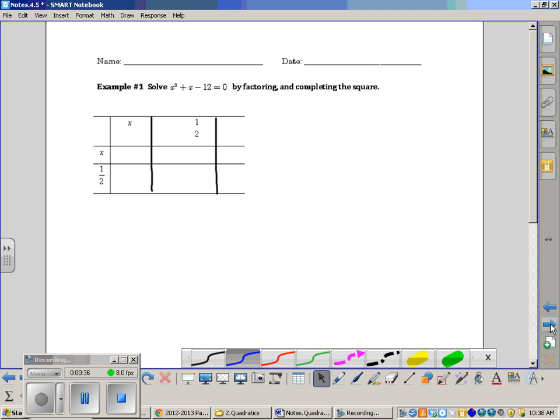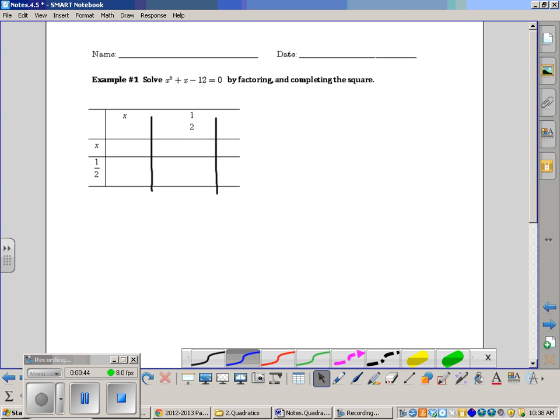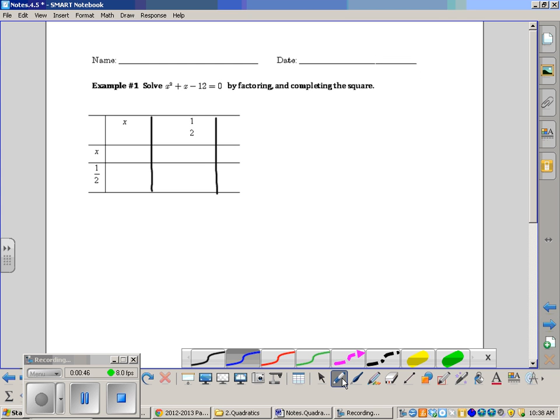So let's see. It says solve this equation by factoring and completing the square. Well, factoring we've already done, so let's do that first. So the factors of 12 probably are going to be 4 and 3, I think. Might not be right. Let's see. Seems like (x - 3)(x + 4).